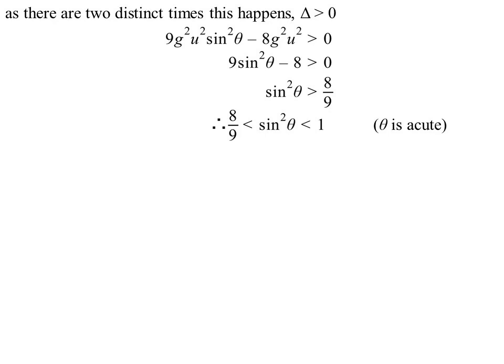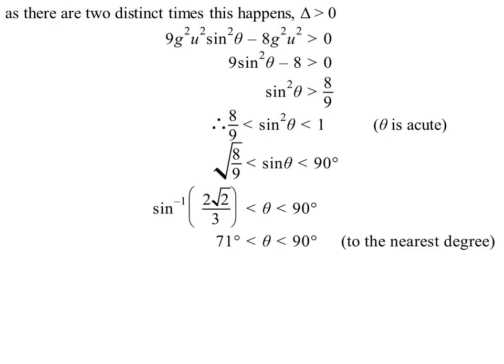And theta, remember, is an acute angle. So there's my boundary for sine squared. Got to go between 8 on 9 and 1, which means the square root of 8 on 9 is less than sine theta. I think I got 90 in there too early, haven't I? That should be less than 1, not less than 90 degrees.